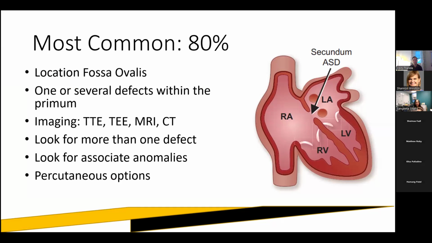What imaging do we use for this? We can use transthoracic echo, TEE, MRI, and CT. Of course, we're going to be a little bit heavy on MRI in this lecture, given the fact that MRI, I feel, is a mix between echo and CT, and so it can give you the hemodynamic burden as well as the location.